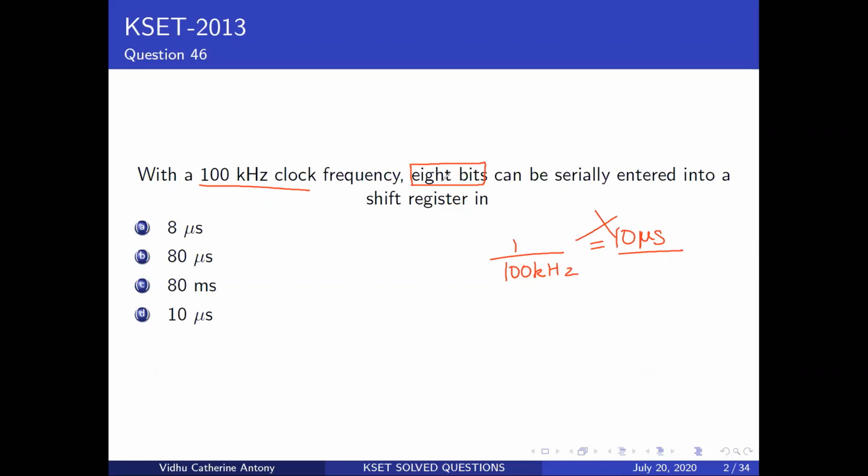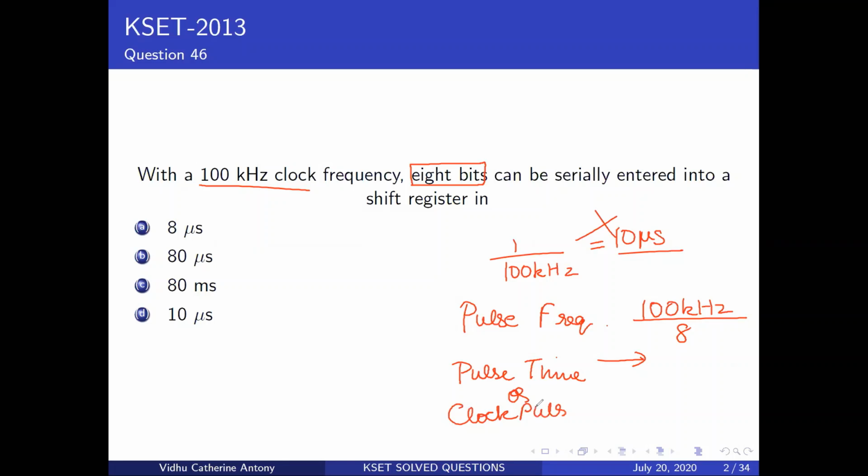So what do you do now? You want to find the pulse frequency. So you take these 8 bits, take your clock frequency, and divide it by 8, and then you get your pulse frequency. But that too is not what they've asked for. They've asked for a pulse time or a clock pulse. These are the terminologies they've used for registers. If you haven't revised your registers, I suggest you go and look at it today.